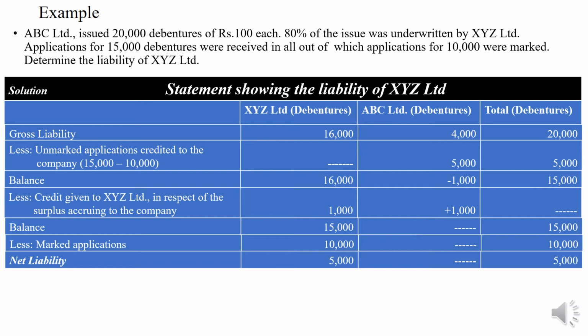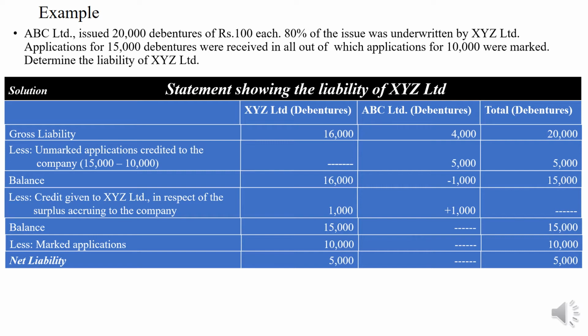First we have to find out the gross liability. It is based on the proportion of issue underwritten by the underwriter. So in this case it is 80%, then 80% of 20,000 is 16,000. Suppose the proportion of underwriting by the underwriter is 60%, then 60% of 20,000 becomes 12,000 and here it becomes 8,000. So only that is the one.